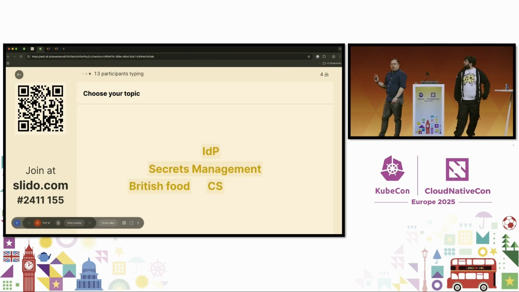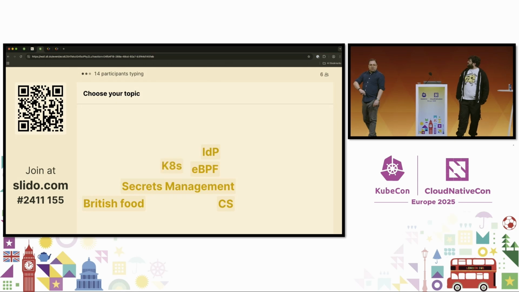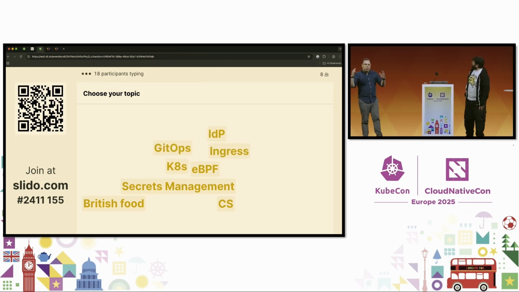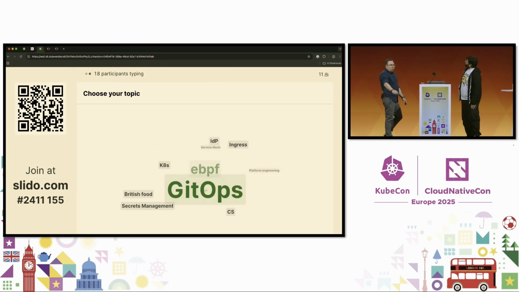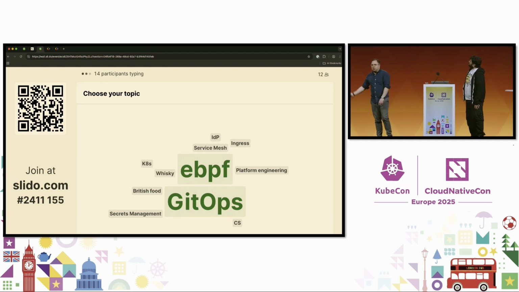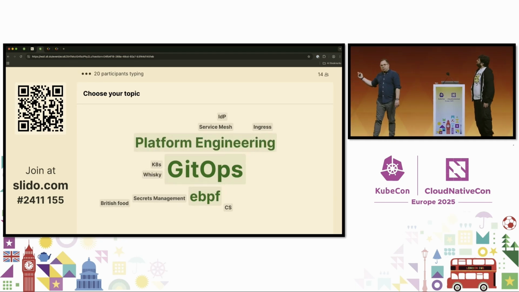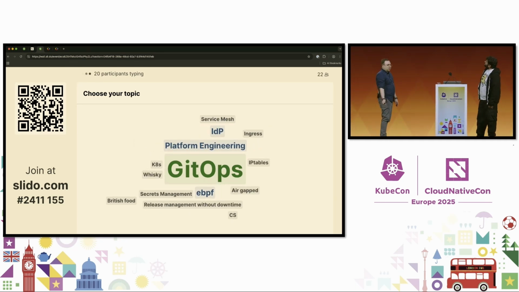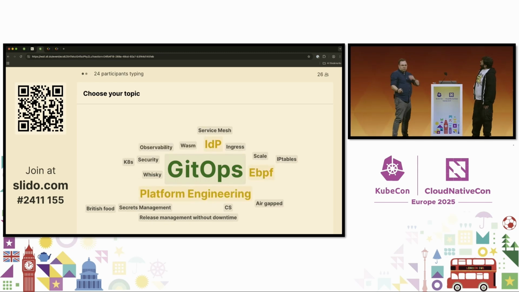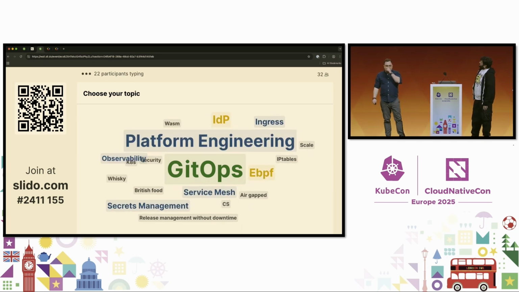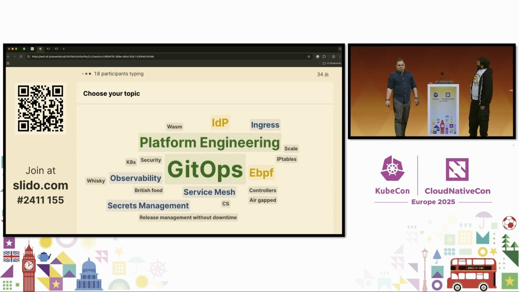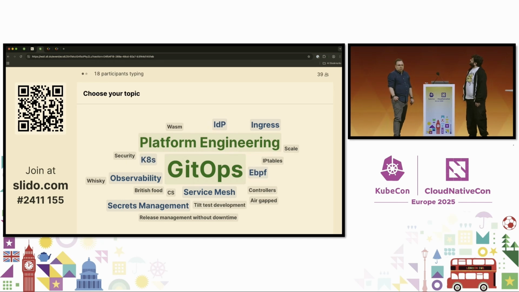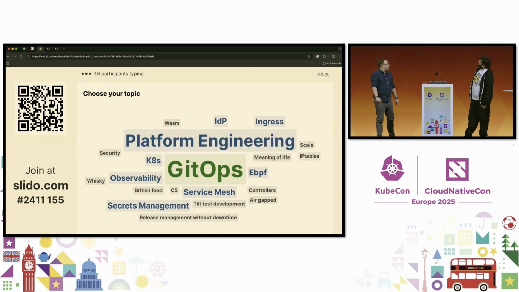So we're going to give you about 30 seconds. The one that has the biggest cloud is essentially the one that we're going to spend the next 5 minutes talking about. Nice. So this is you guys getting to decide what we're going to talk about for the first 5 minutes. I like air-gapped. Platform engineering is already on the wheel. All right. Platform engineering and GitOps is already on the wheel.